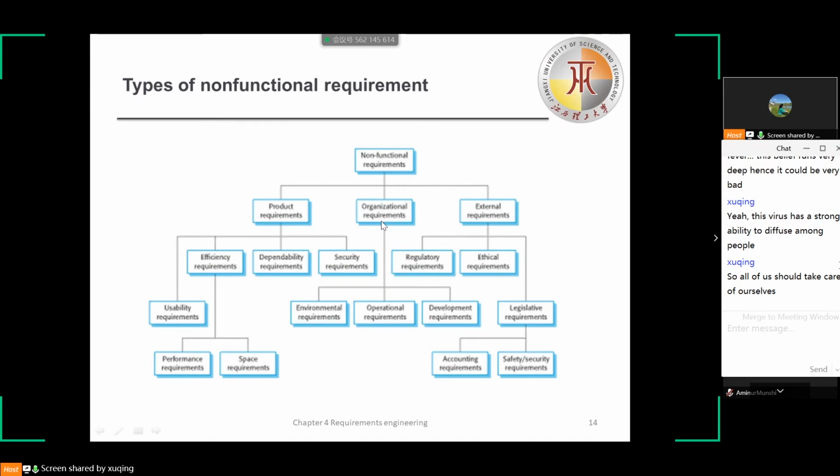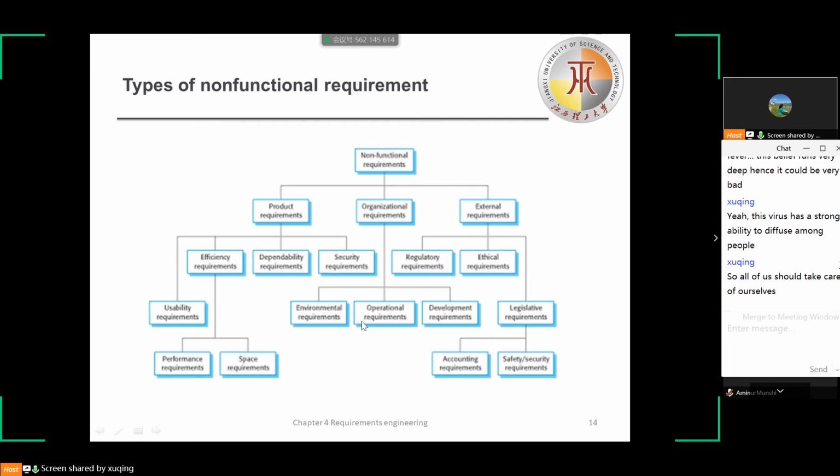For organizational requirements, as Shibli asked, these requirements are broad system requirements derived from policies and procedures in the customer's and developer's organization. So, in fact, it's for these two parts, the customer's organization and the developer's organization. Examples include operational requirements that define how the system will be used, development requirements that specify the programming language, the development environment or process standards to be used, and environmental requirements that specify the operating environment of the system.